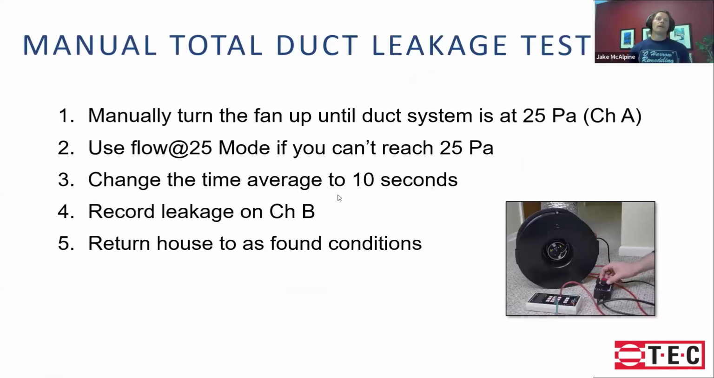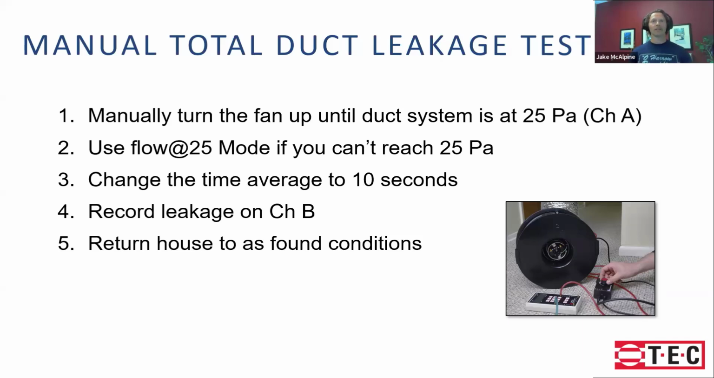For a manual test, once everything's set up, we're going to manually turn the fan up until we get that duct system to 25 pascals. If you're pressurizing, it'll be positive 25. If you're depressurizing, it'll be negative 25. And channel B is either going to display your flow at 25. If for some reason you don't have that set, we actually have old charts that we can get to you.